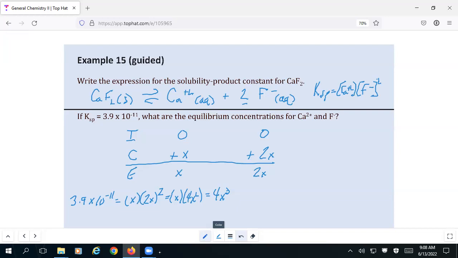3.9 times 10 to the negative 11th divided by 4 is 9.8 times 10 to the negative 12th as x cubed. Take the cube root of that, and we get 2.1 times 10 to the negative 4th molar.